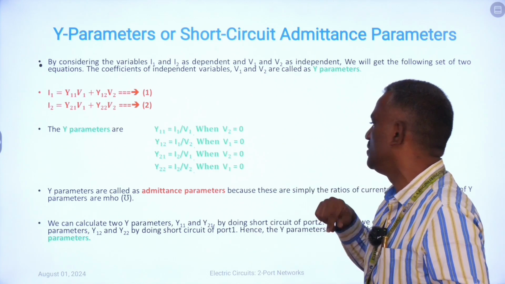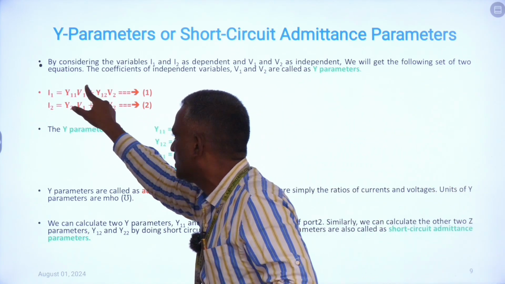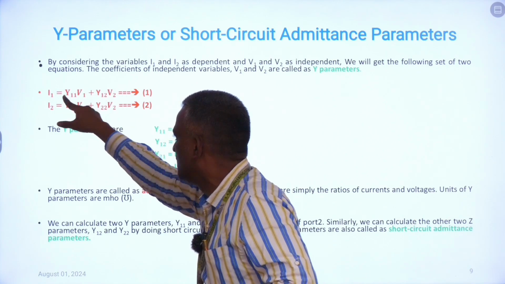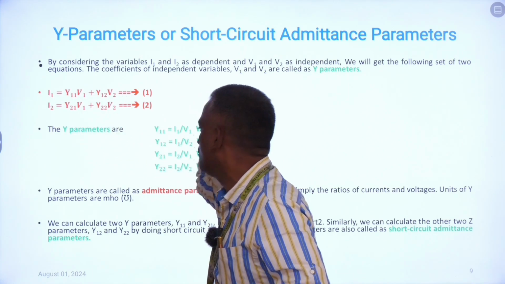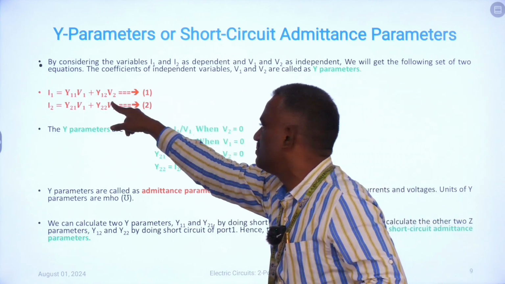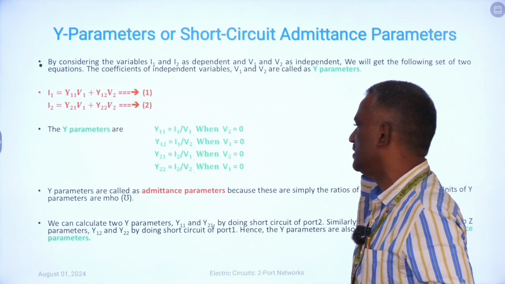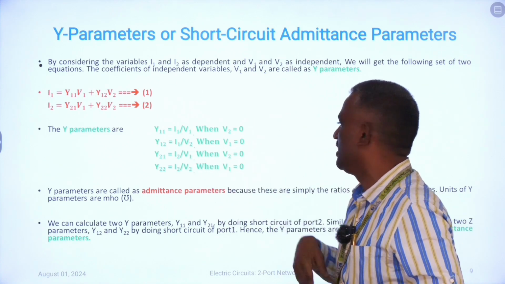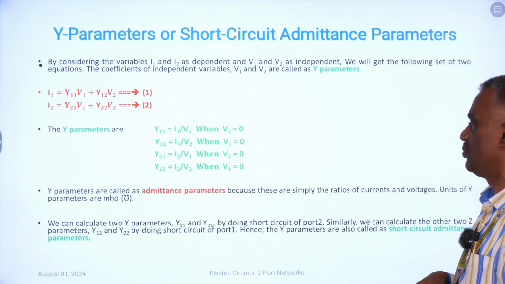So likewise for the second parameter Y12, what I am going to do? I am going to take my V1 as 0. So when I make my V1 as 0, this term will vanish, this will exist. As a result of that, I1 will be Y12 V2. So ultimately my expression will be Y12 V2 is equal to I1. That is nothing but I will be getting the second expression. The same way I have to proceed for the third and then the fourth one.